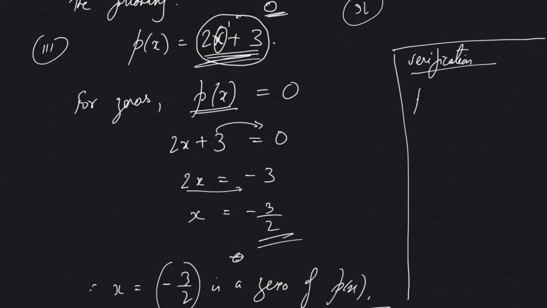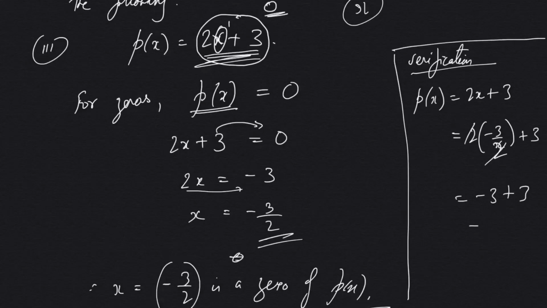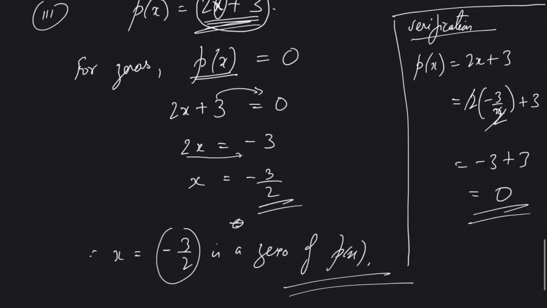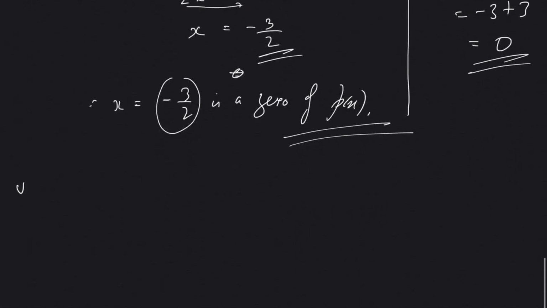So p(x) is 2x + 3. Let's put the value of x which we have calculated, -3/2. So 2 cancels. We have -3 + 3. That is what we have here, 0. Exactly. So continuing on with one more question, that is question number 6.